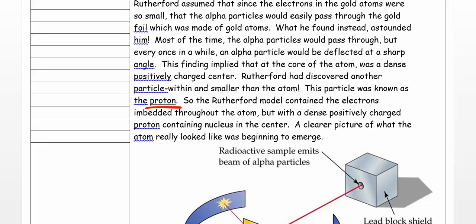So Rutherford's model contained the electrons embedded throughout the atom, but with a dense, positively charged, proton-containing nucleus in the center. A clear picture of what the atom really looked like was beginning to emerge.